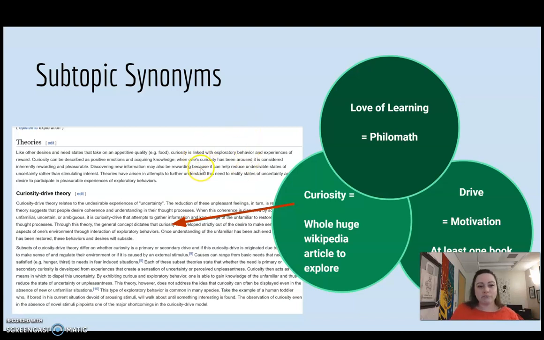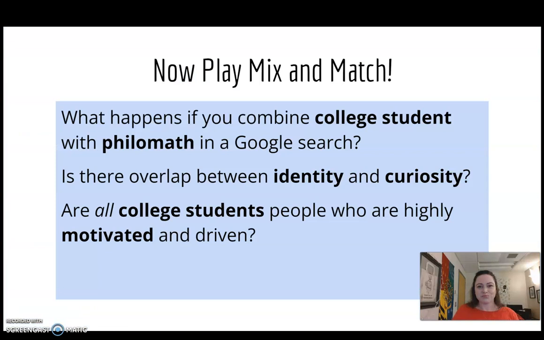So when you start using some of these subtopics to do your research, you may find all kinds of interesting things. When I looked up curiosity, there's a whole Wikipedia page that actually connects curiosity with drive, those two together. That's something really helpful to do, and could be really helpful for a paper on the student identity.